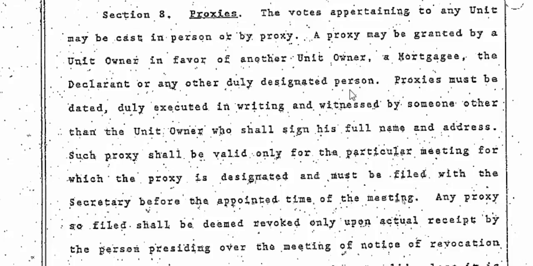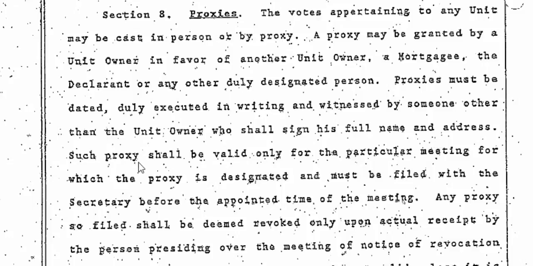A lot of HOAs will say you can only give your proxy to another unit owner within that HOA, but ours does not state that. It clearly states the opposite. Okay. Now, here it tells you that the proxies must be dated, duly executed in writing, and witnessed by someone other than the unit owner who shall sign his full name and address. So if you give this to your sister, per se, or another unit owner, then they have to put in their full address and they have to sign this document. This is a legal document, okay? And you have to have your I's dotted and your T's crossed.